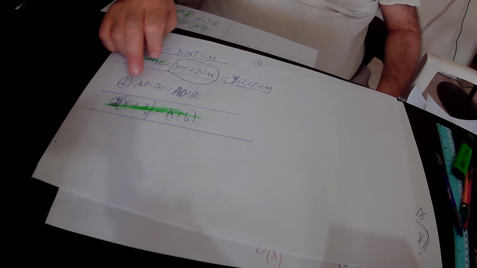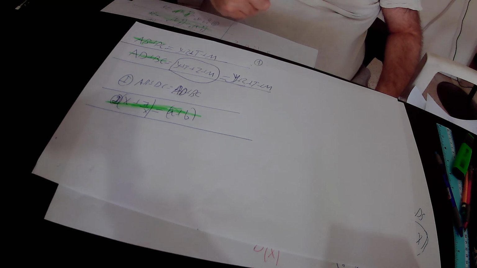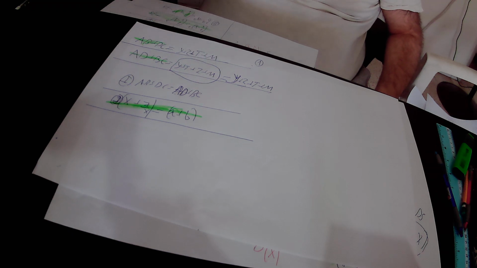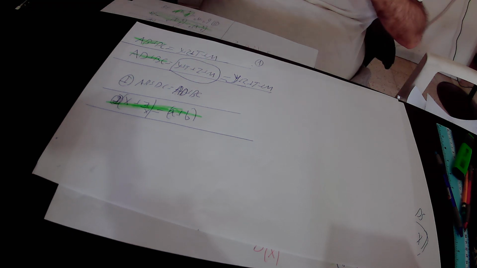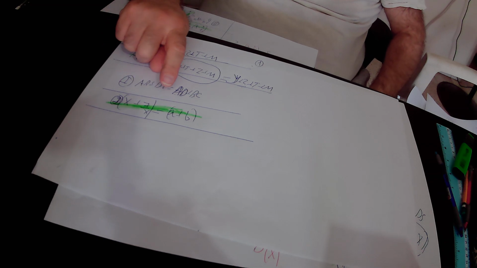AB is X, DC is 7 over X, according to what is given as the equation, and AD is A, and BC is B according to our definition. So in conclusion, we found that according to equation 1, X plus 7 over X equals A plus B.